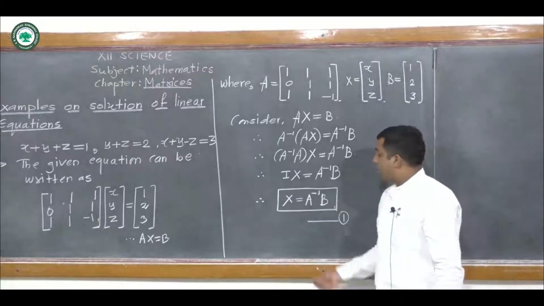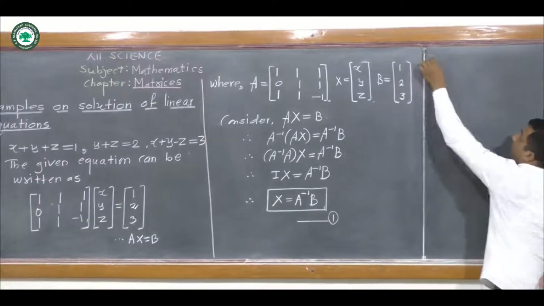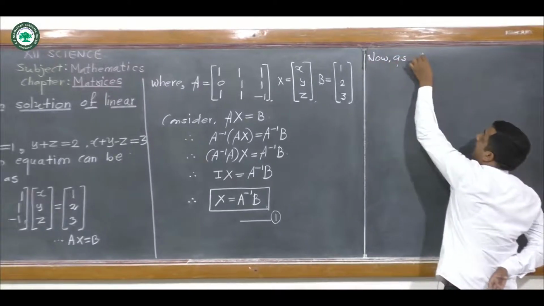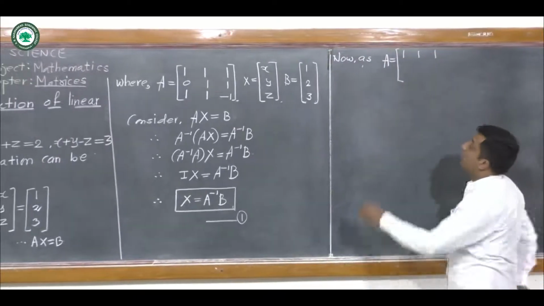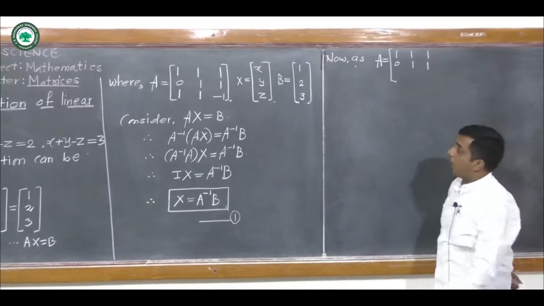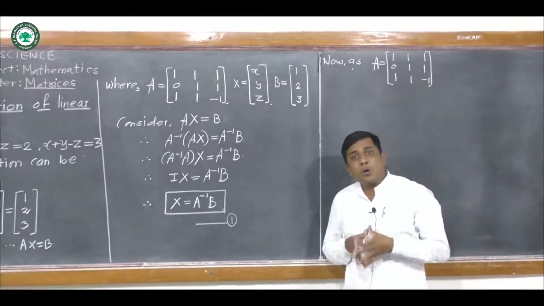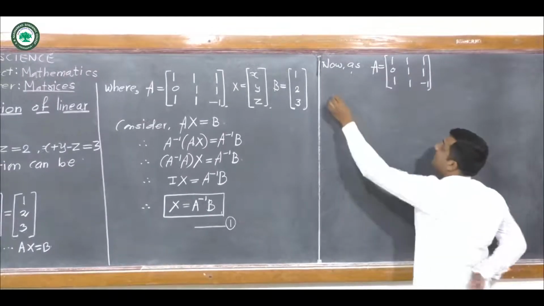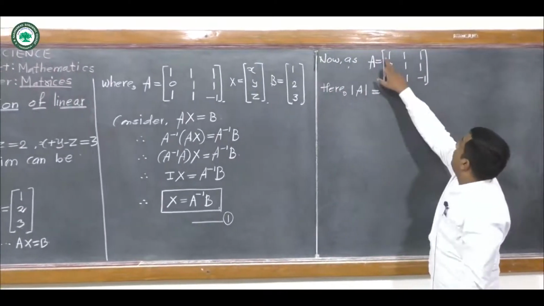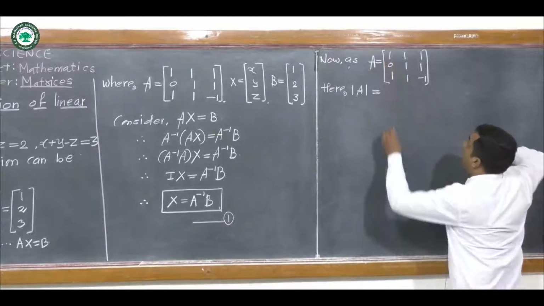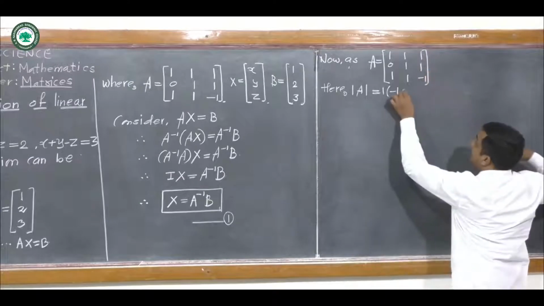Now our first step is to find the inverse of the given matrix A. So we consider the given matrix A, which has the elements 1, 1, 1, then for the second row 0, 1, 1, and for the last row 1, 1, minus 1. Firstly we check whether the inverse of matrix A exists or not, and to check this we consider the determinant of A. Here the determinant of A is equal to, we consider the first row for the calculation. Here 1 into the bracket, 1 into minus 1 is minus 1, then 1 into 1 is 1, minus 1.